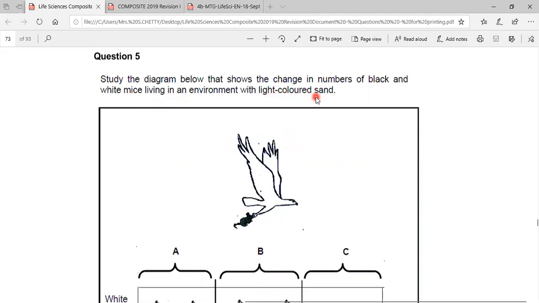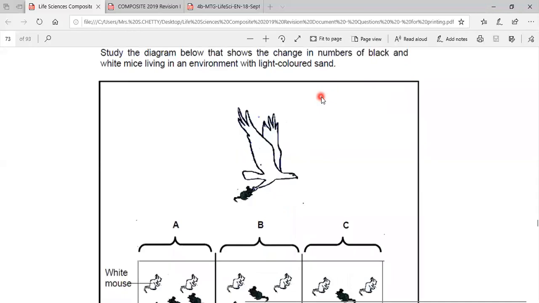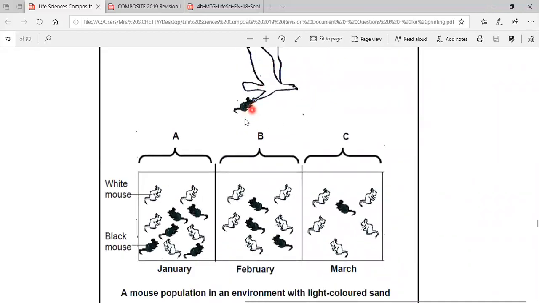And the minute they're mentioning the color of an environment, you're looking at the characteristic of camouflage, isn't it? So camouflage means how well can the organism survive in the environment by not being spotted by predators. Because if it's the same color as the environment, it won't be spotted by predators. Okay, so let's look at it. Oh, there's this bird catching one of these mice, and it's catching a black mouse. So in the first frame, you see 5 white mice, 5 black mice. So equal numbers of white and black.